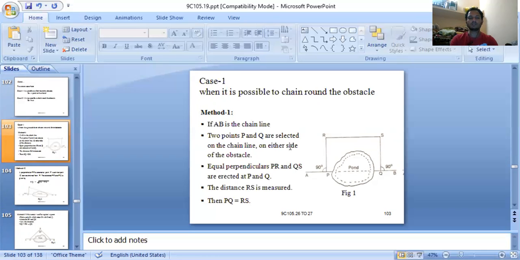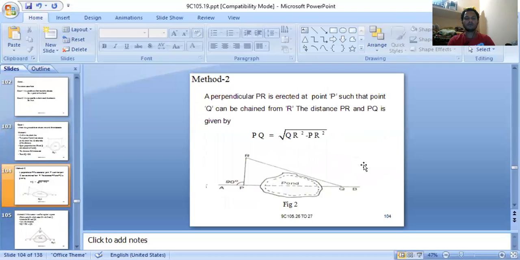2 points P and Q are selected on the same line on either side of the obstacle. Equal perpendiculars PR and QS are erected at P and Q. Here a perpendicular is erected and here also a perpendicular. So RS is the distance which represents PQ. So here directly we can measure the obstructed distance PQ by erecting 2 perpendiculars at P and Q. Therefore, PQ is nothing but RS. We have another method.